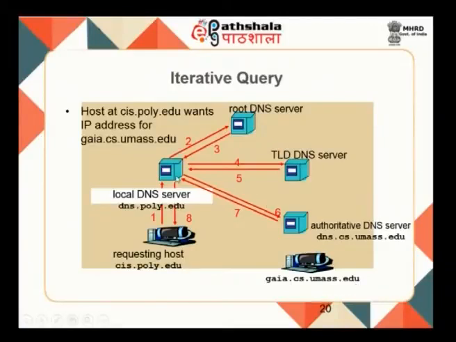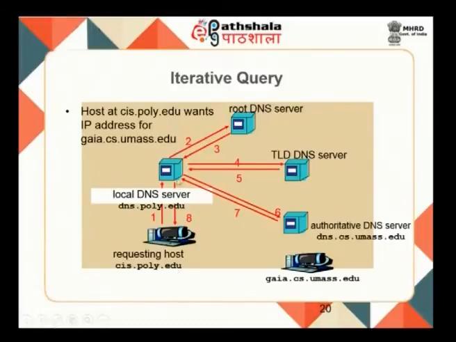So now the local DNS server in turn will contact the authoritative DNS server, let us say dns.cs.umass.edu. An authoritative server is the one which actually has the IP address mapping. So this will have the IP address of the domain name that we are looking for, and this information is sent back to the local DNS server. Now the local DNS server has the correct IP address for the entire address that we asked for, so that is sent back to the requesting host.